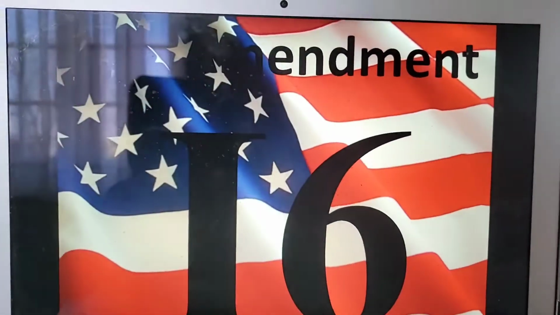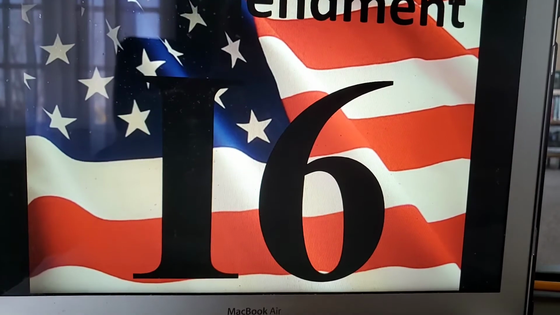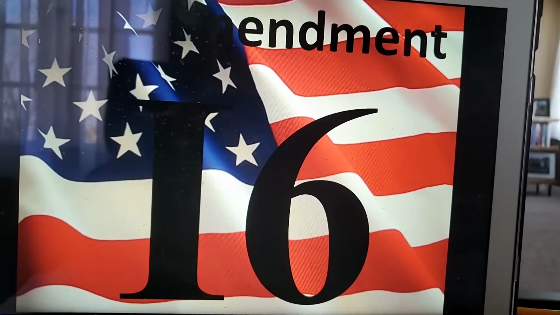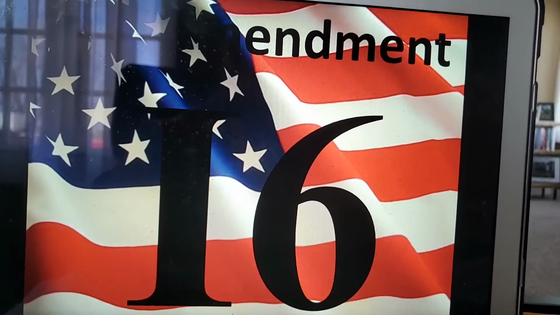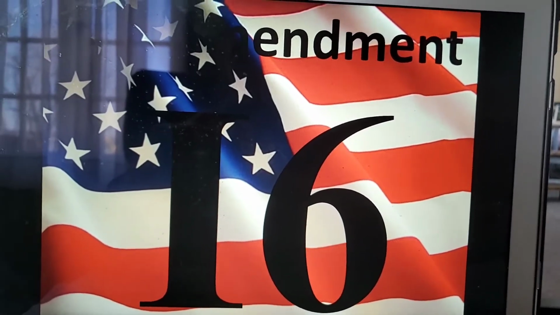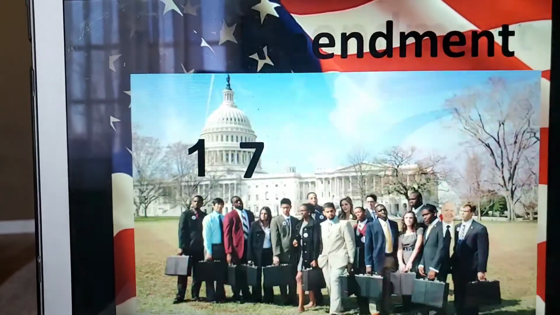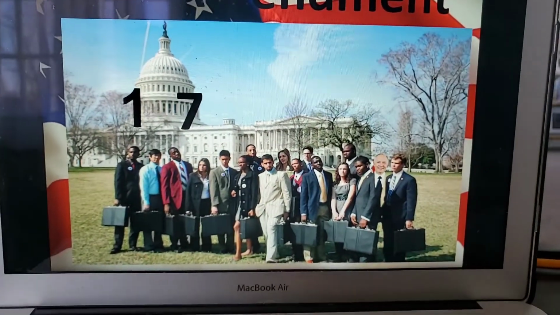16th Amendment, a little too fast. The 16th Amendment created a federal income tax. So the amendment was created to raise money. Tariffs were no longer bringing in enough money, so the 16th Amendment creates that federal income tax.